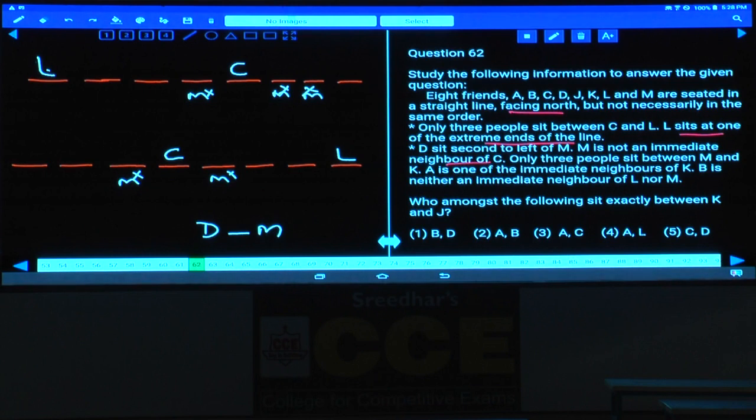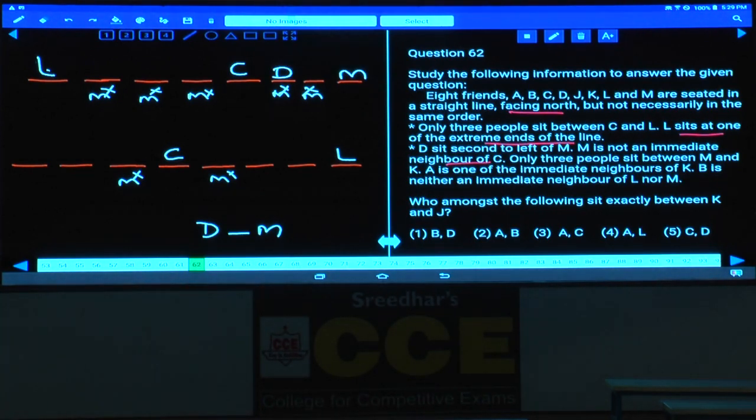Hence, M cannot be here. Can M be here? If M is here, then D and L must be in the same place, which is not possible. M cannot be here as well. M cannot be in any one of these places. Then what is the only place left for this M? M at this place, and D is seated second to the left of M. Clear now? D sits second to the left of M.